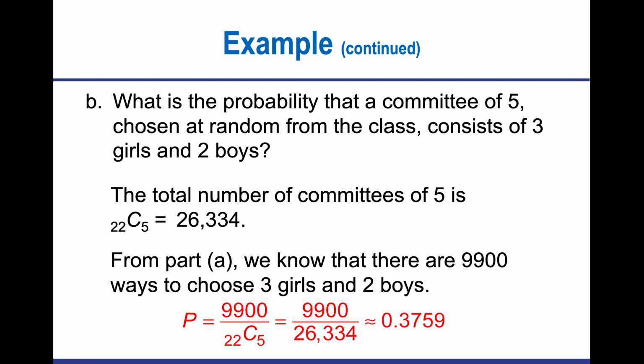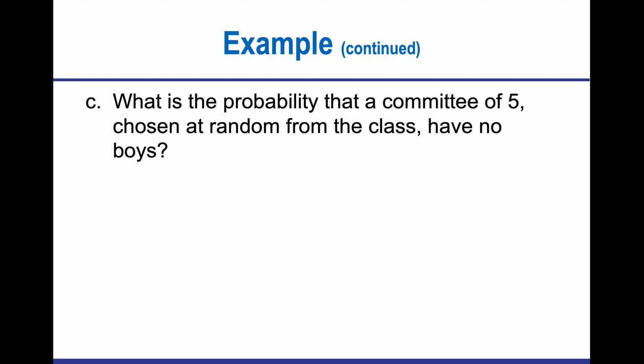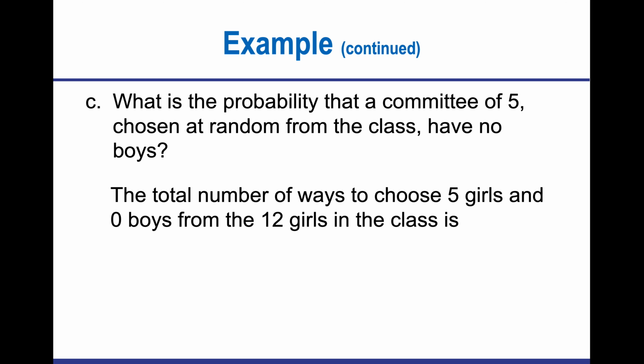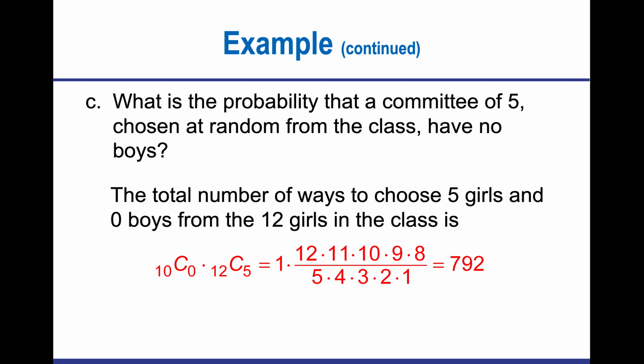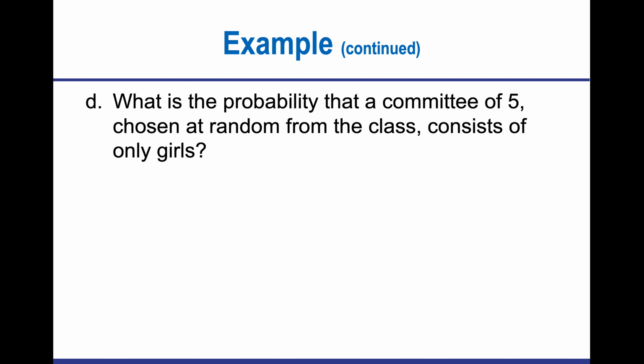So the key here is when you see what is the probability, that means you're going to have to take it a step further than just doing the combination or the permutation. Now, if I'm looking at the probability that a committee of 5 chosen at random from the class has no boys, that's going to remove a group of people from that class total. So I have to basically pick 5 girls out of the 12 girls. So when I'm picking 5 girls out of 12 girls and no boys out of 10 boys, I'm going to multiply those two together. And it's not going to be 0. It's going to be 792.